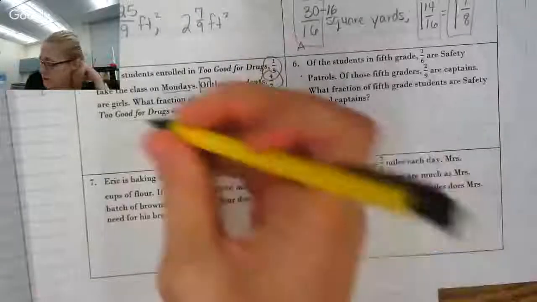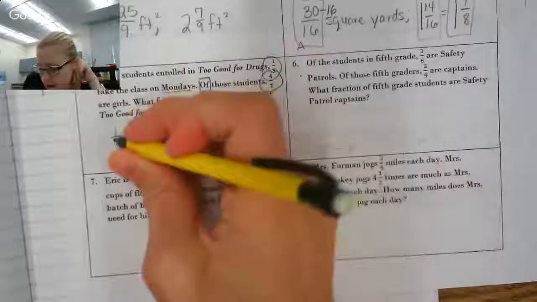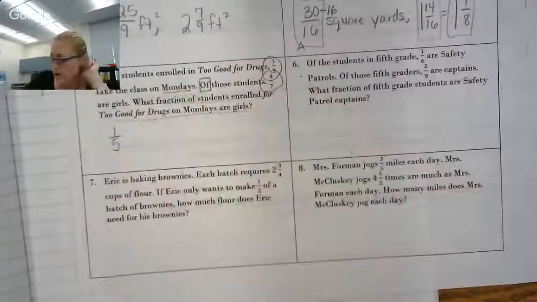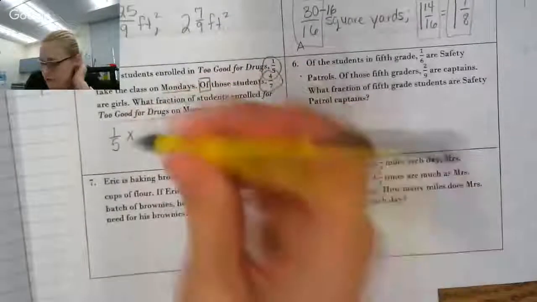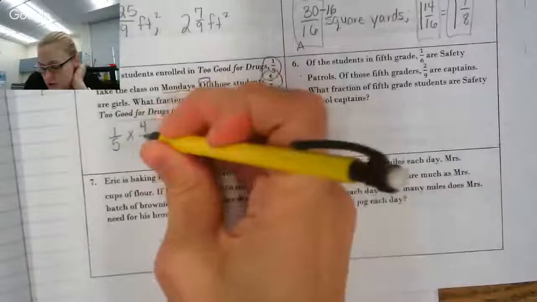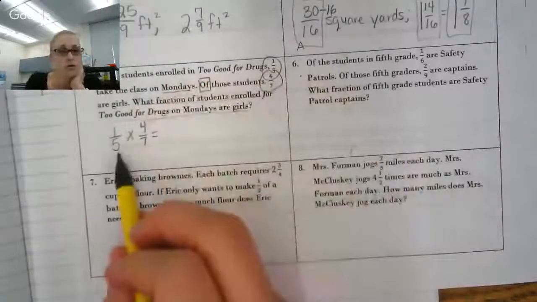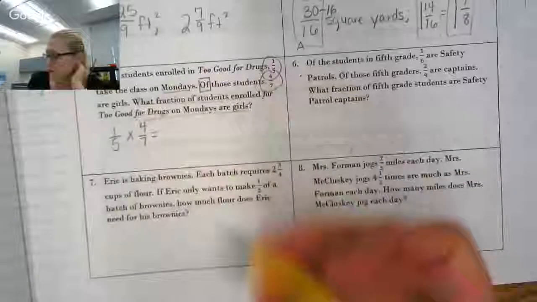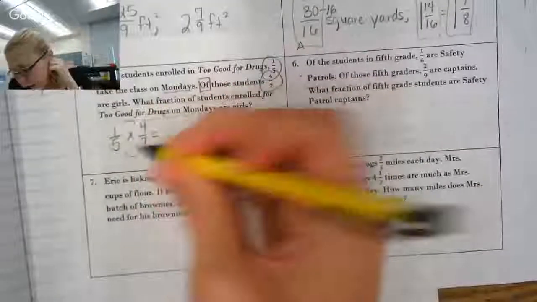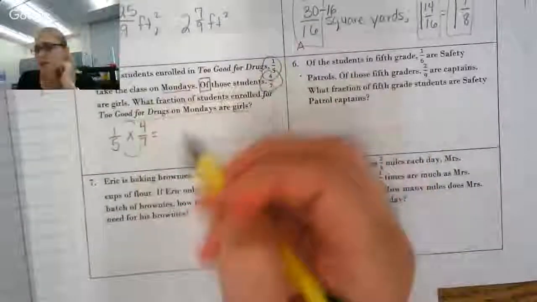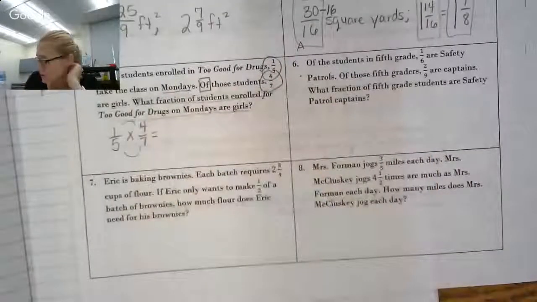I'm going to take the 1/5 students that are taking it on Monday, and of those 1/5 students, 4/7 of those are girls. So I'm just going to multiply these two fractions straight across, and from here we've got a pretty easy answer. Numerator times your numerator, denominator times your denominator. I am certainly not doing that for you. You can do that. So we're just going to move on and go right on to the next one.